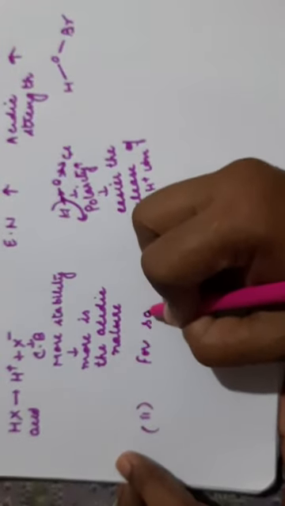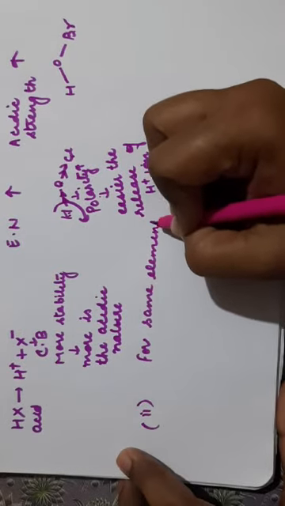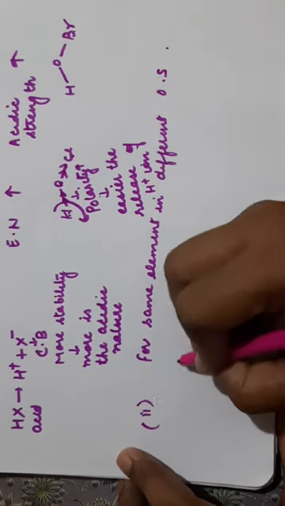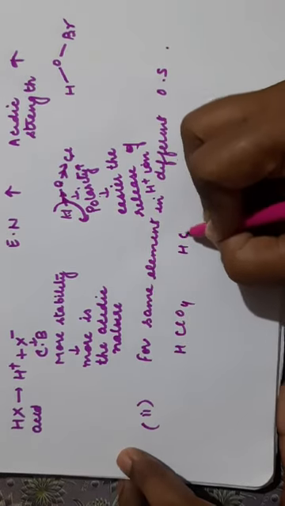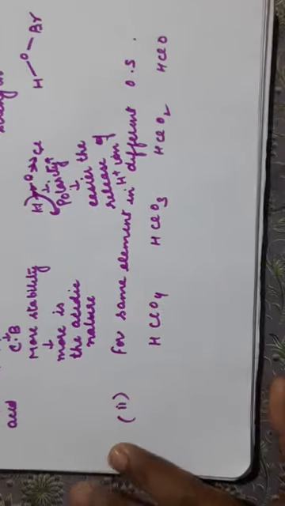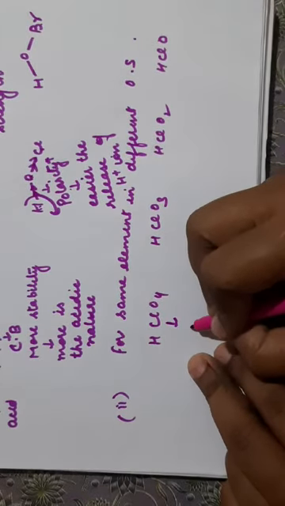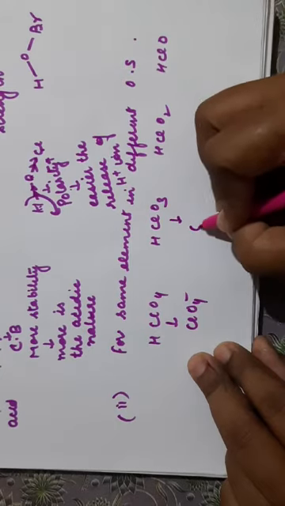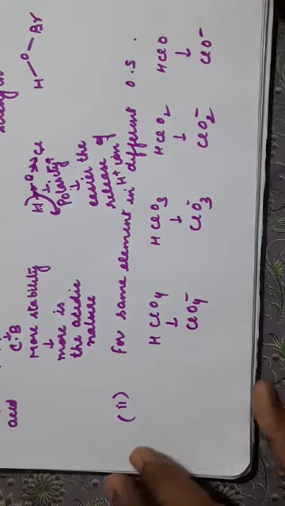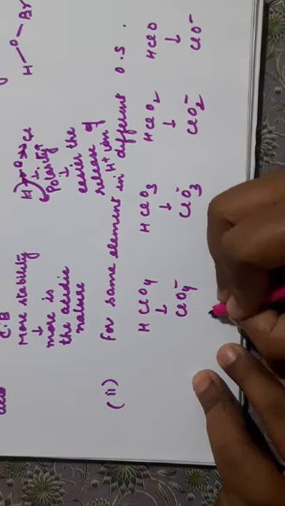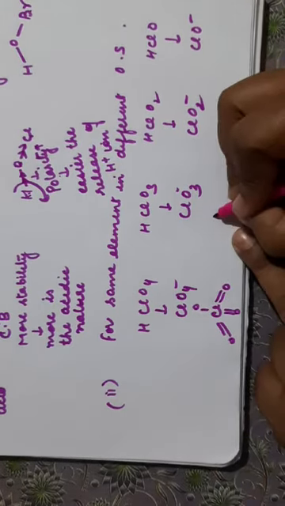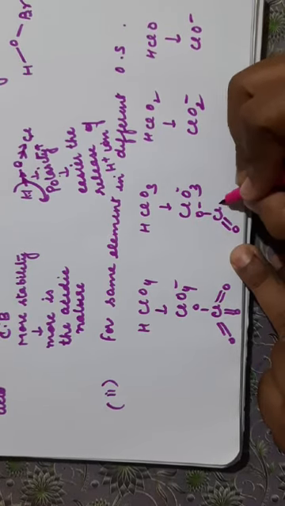the same element in different oxidation states. I am taking here HClO4, HClO3, HClO2, HClO. Clear? Now, if the proton is being removed from here, it will form ClO4 minus, ClO3 minus, ClO2 minus, and ClO minus. Can you draw the structure? This is ClO4 minus with three double bonded oxygens. This is ClO3 minus, two double bonded oxygens here.